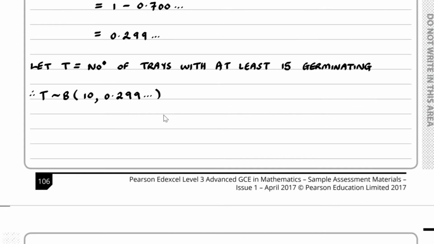So that means we are looking for the probability that T is greater or equal to 5, because we want more than half. Half of the 10 is 5, we want more than this. So we have the probability that T is greater or equal to 5, which is the same as 1 minus the probability that T is less than or equal to 4. So I've got 1 minus.